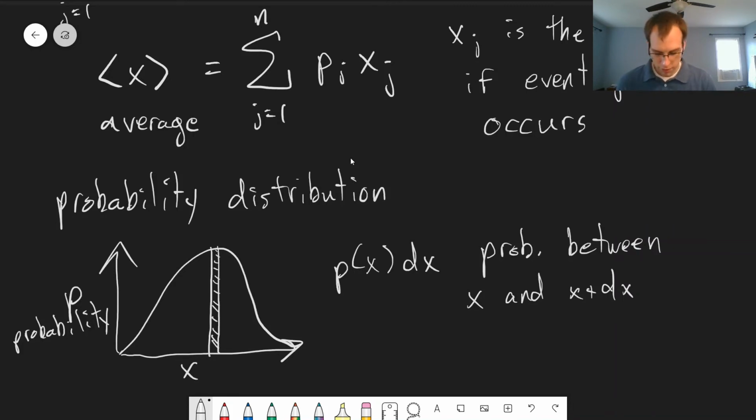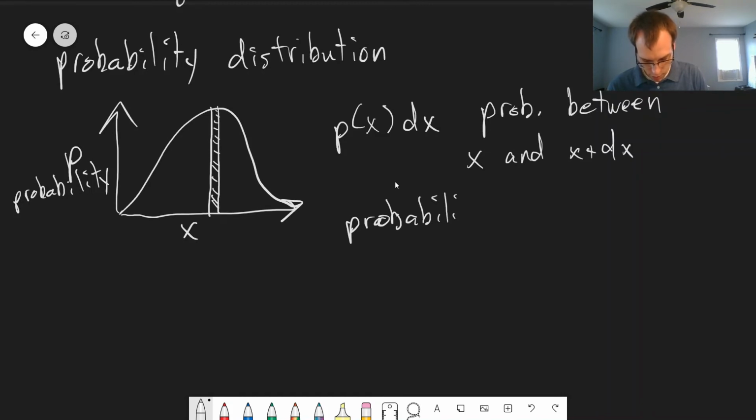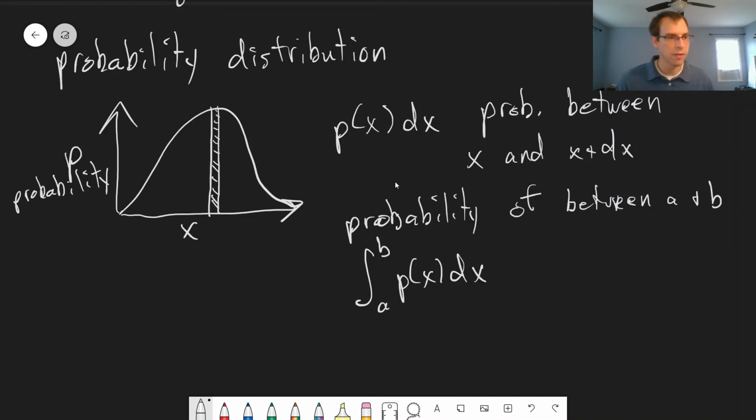If we want to find a specific range, we can integrate over this. So say we want to know the probability of something between two values of x, a and b. We would take the integral from a to b of our probability distribution, and that would give us the probability.